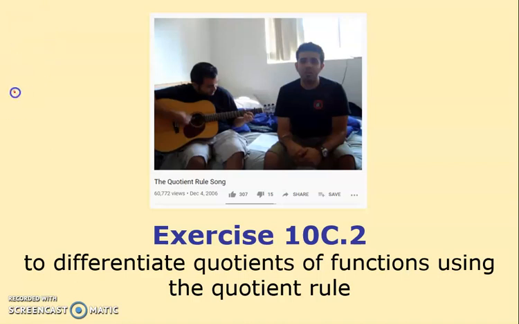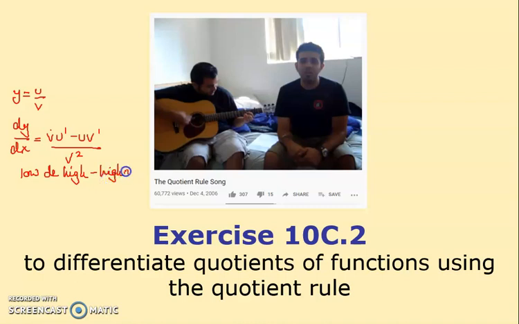we basically have said that if you are looking to differentiate a function which is u divided by v, then dy by dx is v u dash minus u v dash, divided by v squared. And what did they say? Low d high, that's what they said. Low d high, minus high d low. Square the bottom and away we go.